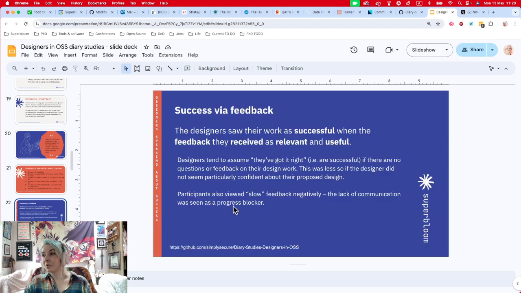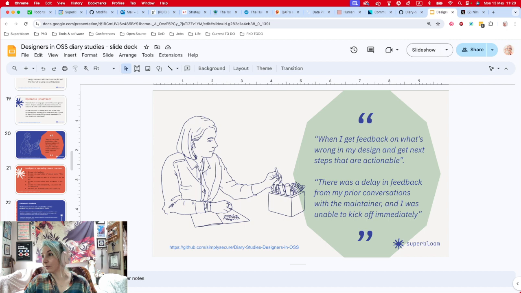But the designers also viewed slow feedback as negative, and it was seen as a progress blocker. Slow feedback was different for each designer, especially because it's all about the expectations that you set within the open source software repository documentation, like how frequently maintainers respond to issues, or trying to understand who to ask for feedback from is tricky.